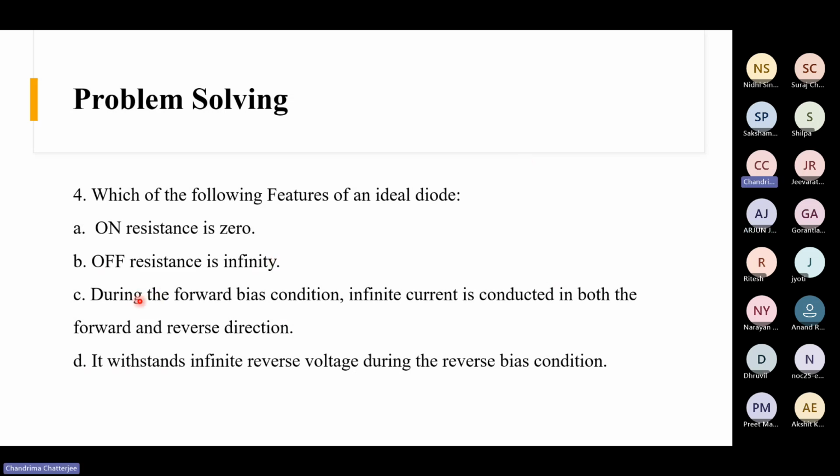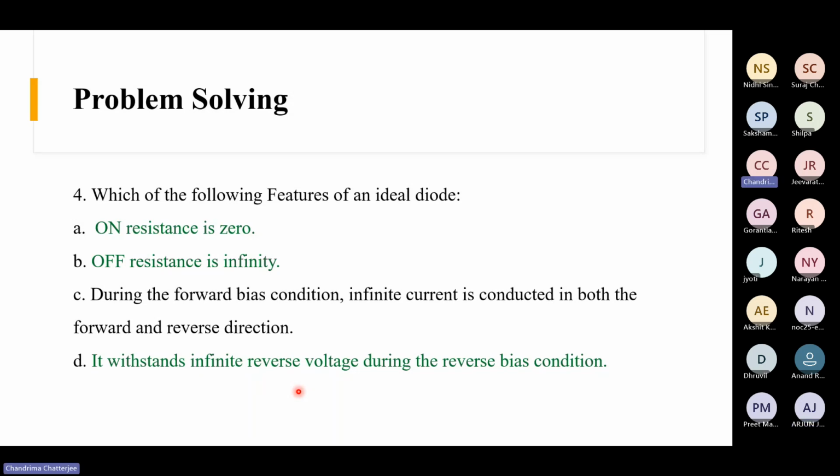What does C say? It says that during the forward bias condition, infinite current is conducted in both the forward and reverse direction. But that is not true for a diode because a diode can only conduct current in the forward direction, from anode to cathode, right? And D says that it withstands infinite reverse voltage during the reverse bias condition. That is also correct. So A, B, D, these three are correct. Yeah, so you were right.